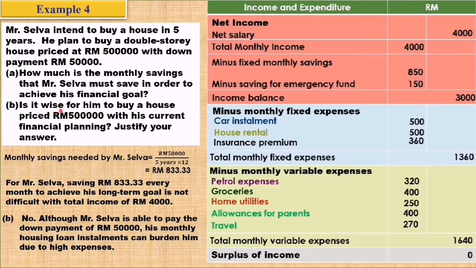So it is not wise for him to buy a house priced at 500,000 ringgit. Why? Because his monthly housing loan installments can burden him due to high expenses. So we estimate he needs to pay about 2,000 plus ringgit for house installments. So it is quite a burden for him due to his high expenses.